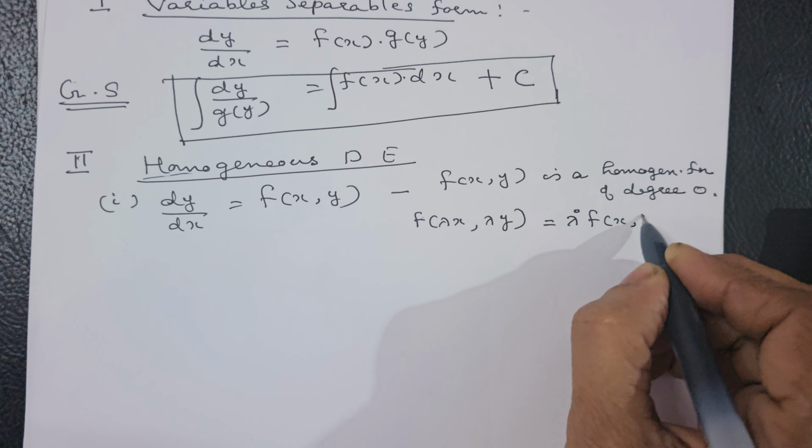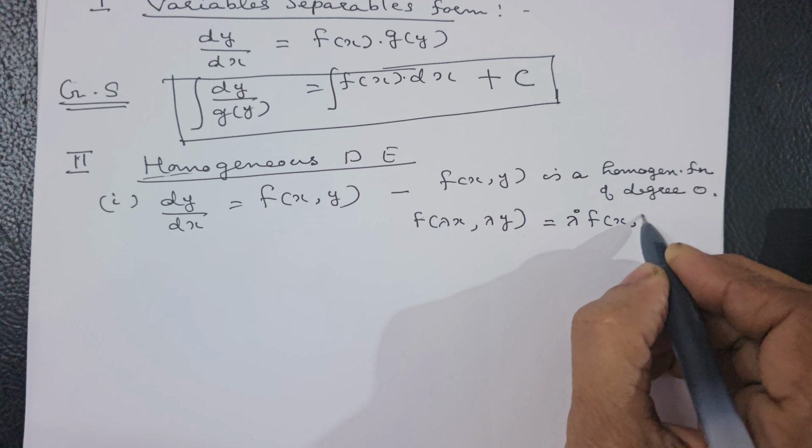Now, after identifying the homogeneous differential equation, how to solve it? In order to solve it, we are going to convert it into the variable separable form by a substitution. What is the substitution? Replace y by vx, where v is a function of x. Then what will be dy by dx?